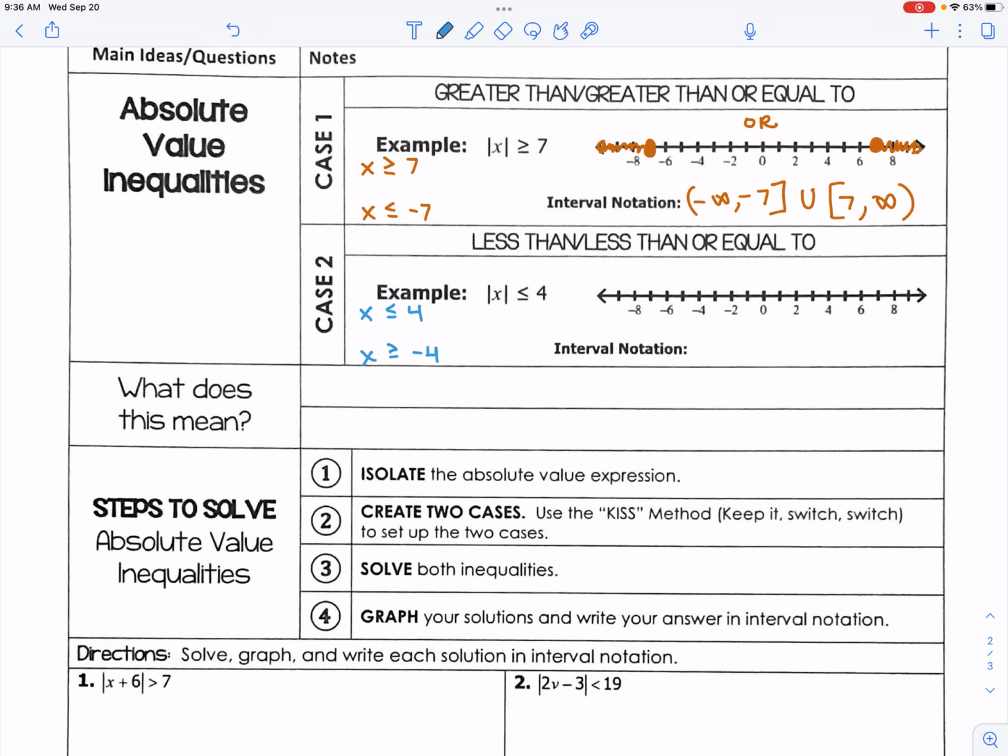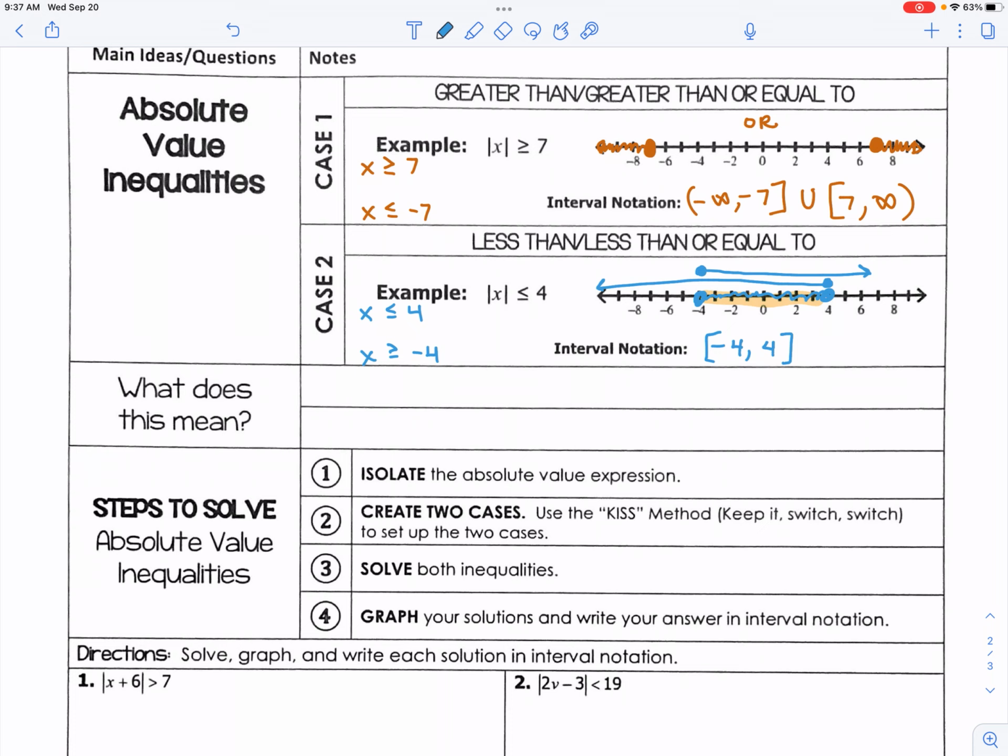So when we graph this, my x's need to be less than or equal to 4, so we have a closed circle, and then greater than or equal to negative 4, so closed circle. So my overlap is between those 2 values. My interval notation will be from negative 4 to 4, and both of these are included.